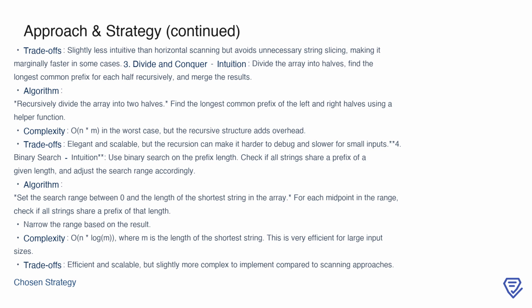Lastly, we have the binary search method, which takes a different approach by focusing on the length of the prefix rather than the strings themselves. It uses binary search to determine the maximum length of the common prefix shared by all strings. Starting with the range between 0 and the shortest string's length, we iteratively check whether all strings share a prefix of the midpoint length and adjust the range based on the result. This approach is highly efficient for large input sizes due to its logarithmic search space, but it is more complex to implement compared to scanning methods.